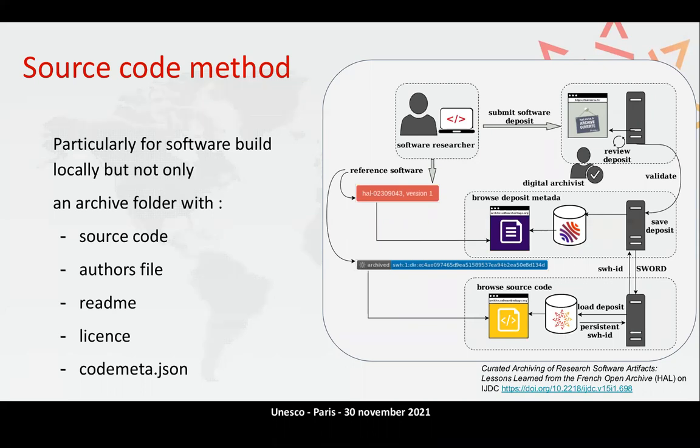Then finally, if all is okay, your code is available on HAL with another notice, and it is also transferred to Software Heritage, available there after a few minutes. Software Heritage gives a SWHID, a very important identifier. And then you have both identifiers: the identifier for the metadata, which is the HAL identifier, and the SWHID for the code.